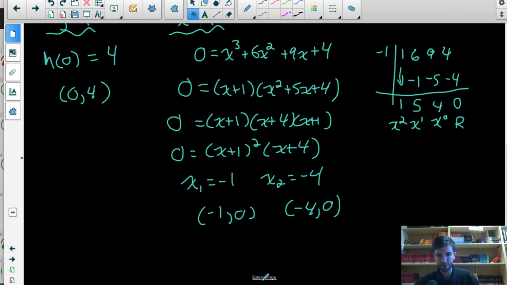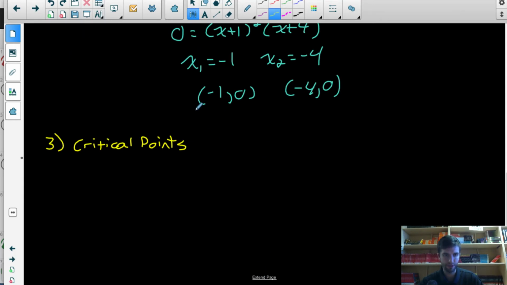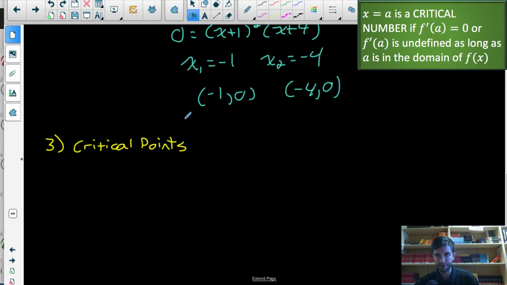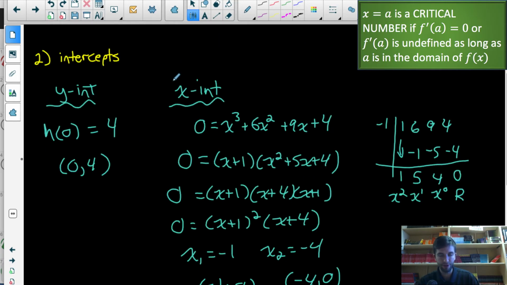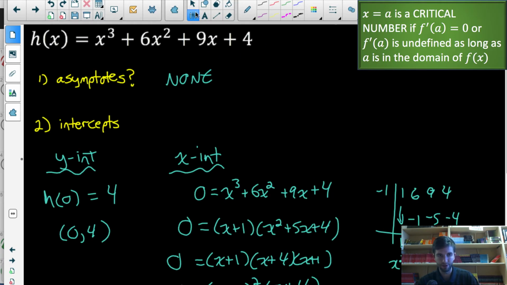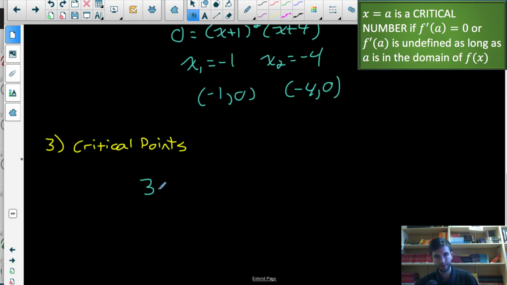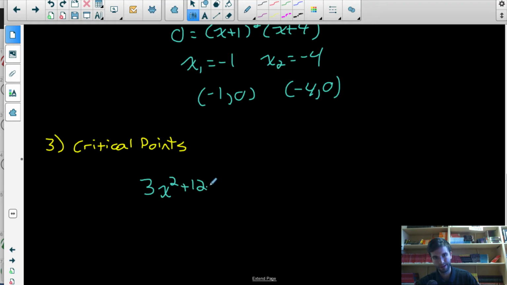So two x-intercepts. The next step in the algorithm for curve sketching is finding critical points. Finding points that are potential local max or min points on the function is going to be important when drawing its graph. So for critical points, I need to start by finding critical numbers, which means I need to find numbers that make the derivative either 0 or undefined. So I'm going to have to start by differentiating this function. I would get 3x squared plus 12x plus 9. So that's the equation of the derivative of h at x.